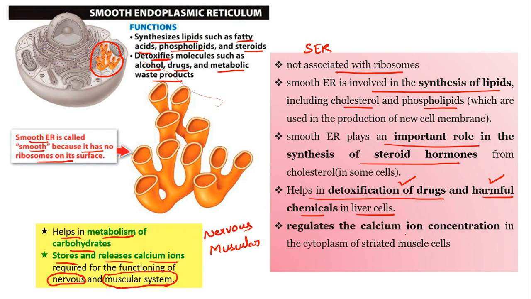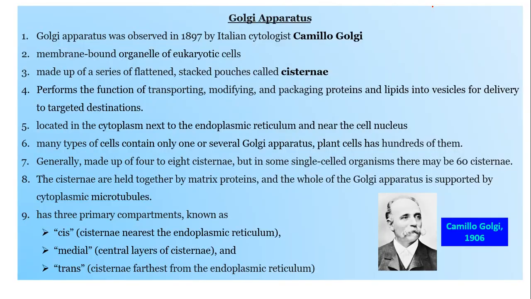well as harmful chemicals. Along with that, we have muscle cells and nerve cells also. In the muscle cell and nerve cell, this same smooth endoplasmic reticulum regulates the calcium ion concentration, helping the muscle to contract as well as to relax. So we have seen the general endoplasmic reticulum, the rough endoplasmic reticulum, as well as the smooth endoplasmic reticulum.